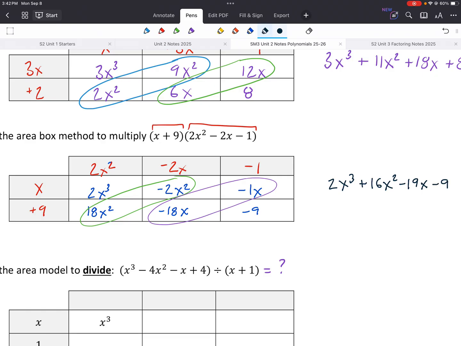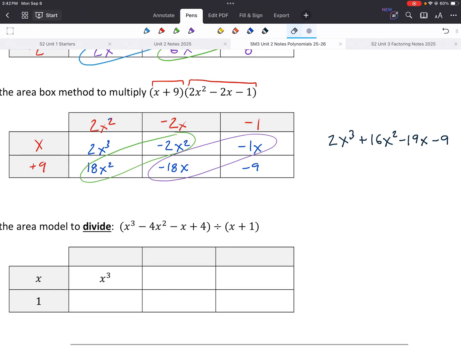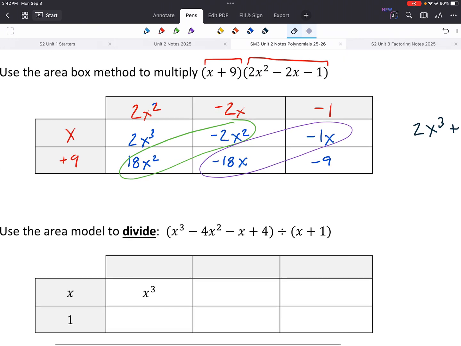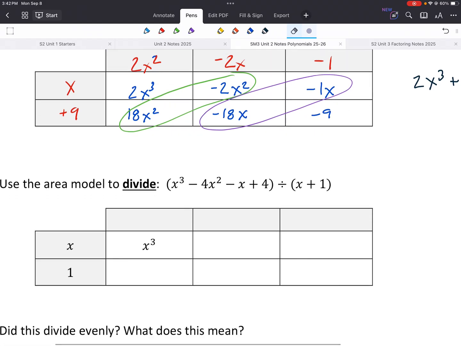So again, when we're dividing, we are pretty much just going the opposite direction. Put in the stuff that we do know and go find the rest. For example, when we multiplied, we had some sort of binomial, and we put that on the side. We still have a binomial, we're going to put that on the side. We do not know what this part is. That's actually going to be our answer.